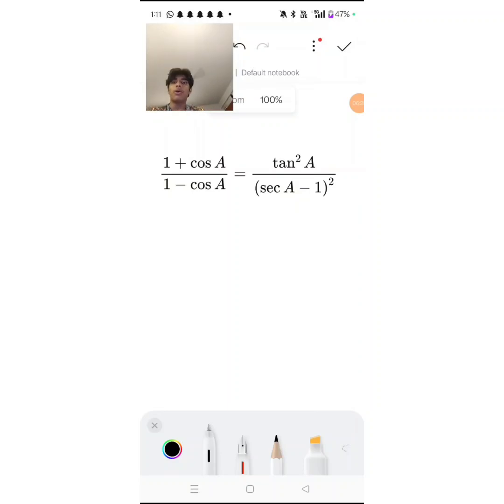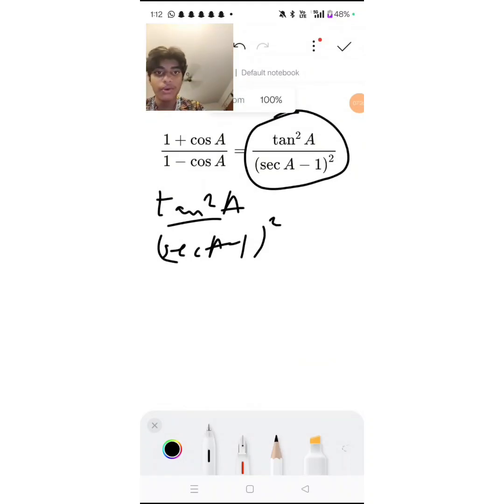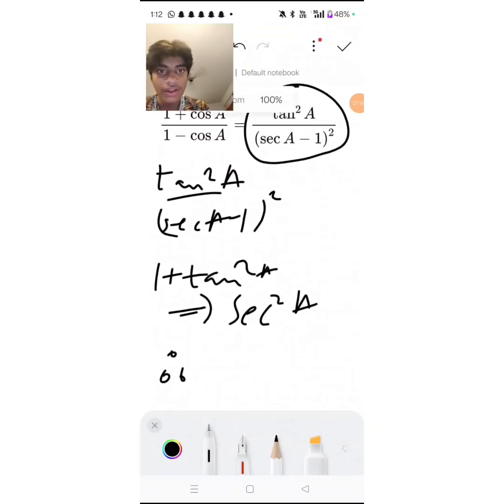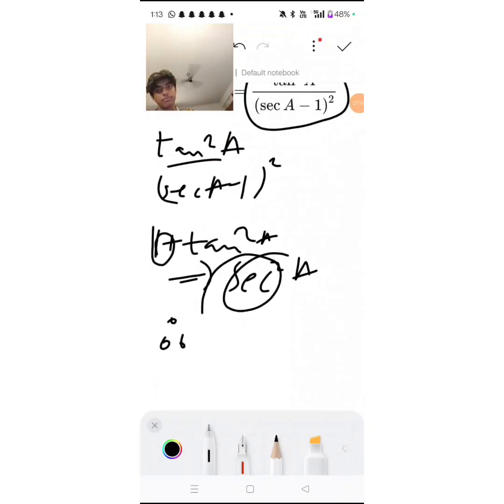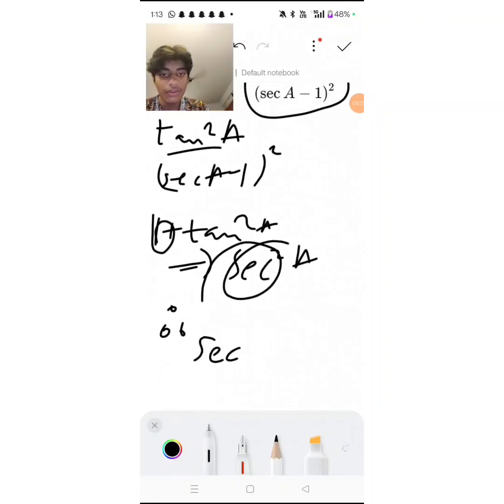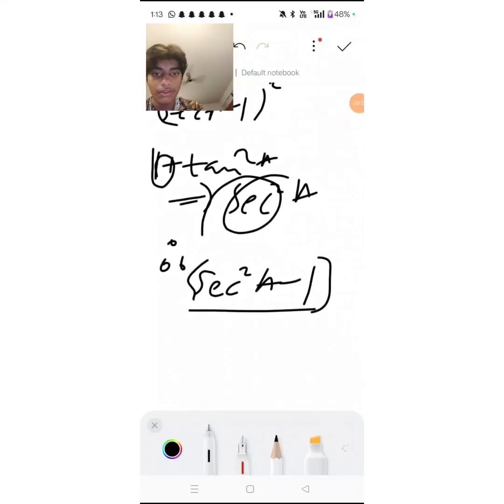1 plus cos A upon 1 minus cos A is equal to tan square A upon secant A minus 1 whole square. Now this side definitely looks easier, so I'll start with this side. We'll make this our LHS, tan square A upon secant A minus 1 square. As we know, 1 plus tan square A is equal to secant square A. Therefore, we can rearrange tan square A as secant square A minus 1. So it's going to be secant square A minus 1 upon secant A minus 1, the whole square.